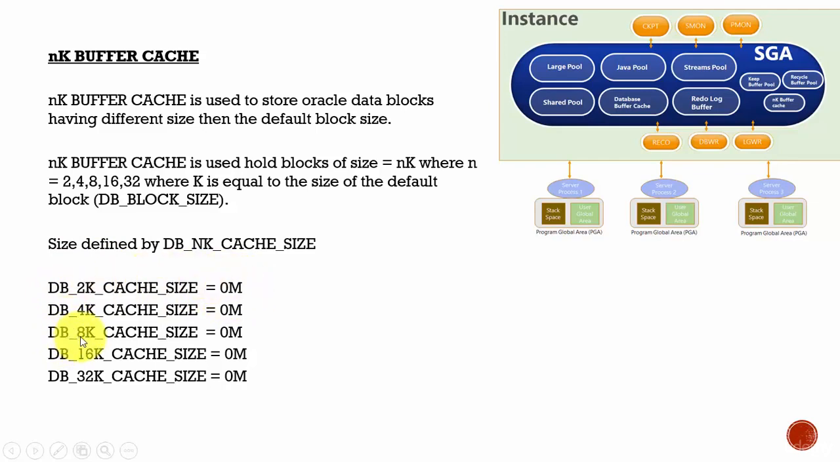If you want it to be 8 times of your default size, then you configure the parameter db_8k_cache_size equal to the memory size. Like this, depending upon your data block size, you configure the corresponding parameter. Okay?